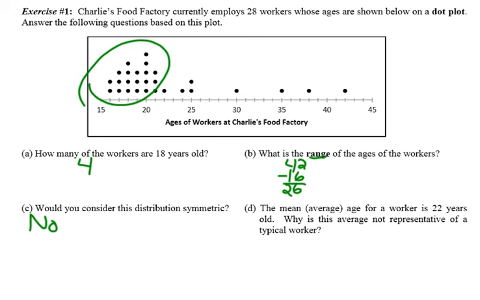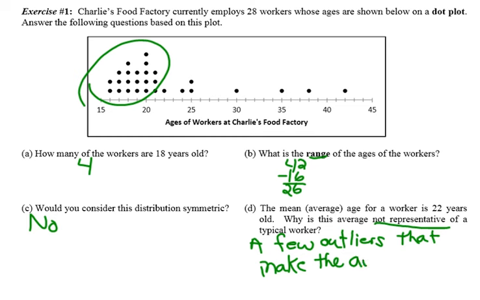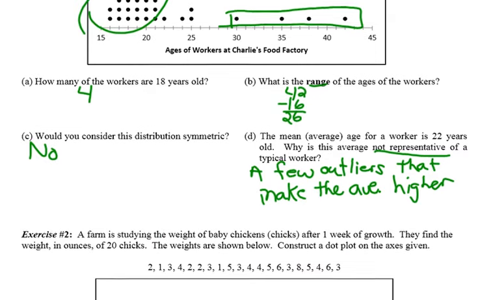The mean or average age for a worker is 22 years old. Why is this average not representative of a typical worker? Well, you have some outliers up here, right? So you have a few outliers that make the average higher. Remember, average and mean are the same thing. So these people up here, they're so far away from where they're clustered, they're going to make that average appear to be higher. It looks more like they're somewhere anywhere between 18 and 19 years old as opposed to 22.